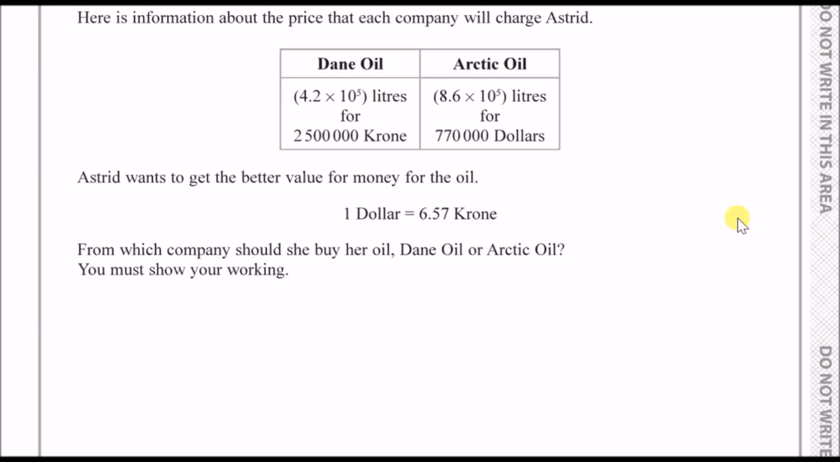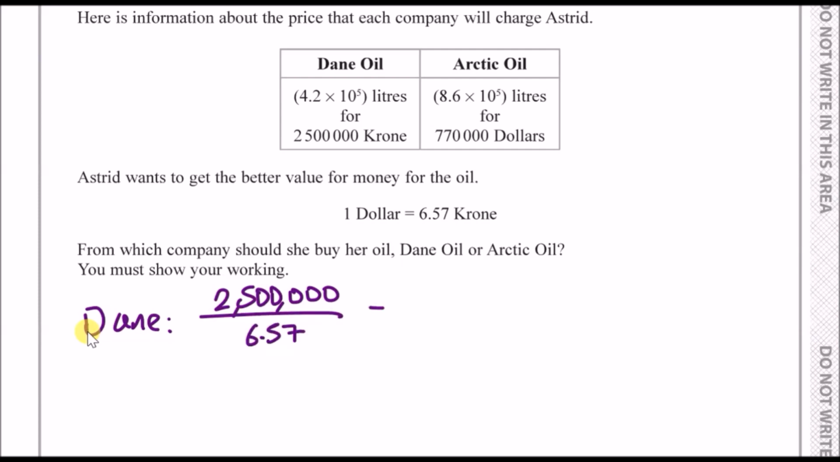So in our calculator, guys, let's start working this out. So for Dane Oil, we can say that the cost of this is going to be 2,500,000 krones divided by the exchange rate, and this should give us a dollar equivalent, yeah, which is about $380,517.5. So that's how much it costs for 4.2 times 10 to the power 5 liters, yeah. Now the question is, how do you know which one's the better rate? So at this stage, because now we've got the same money, we should go ahead and divide the quantity by the dollar value and see how many liters you get per dollar.